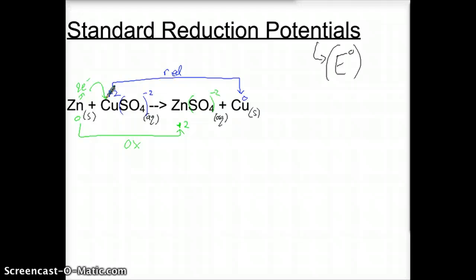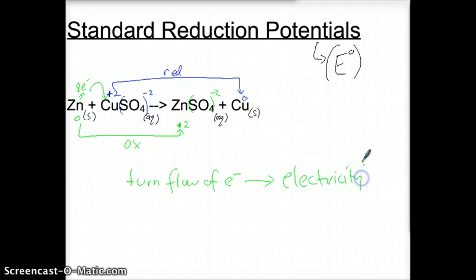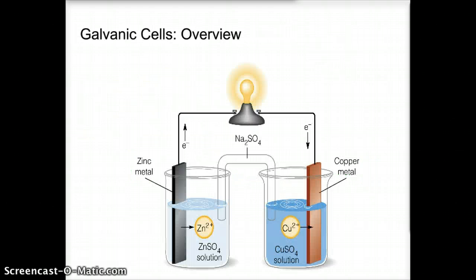Well, if we can separate electrons from the atoms, we can turn the flow of electrons, or the transfer, into electricity. And that's exactly what a battery does. It harnesses the power of this electron transfer to form a battery. And the most common batteries that we're going to talk about in this class are also called galvanic cells. So it's pronounced a galvanic cell. Fancy word for saying a battery.